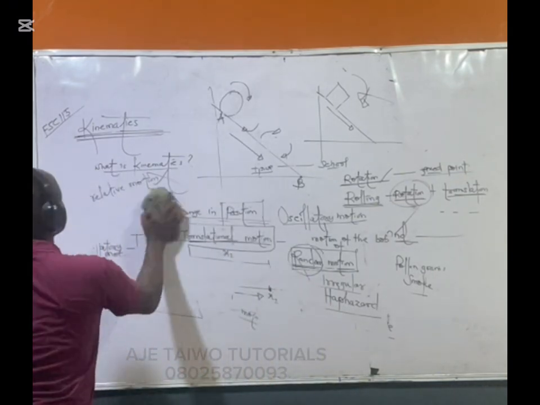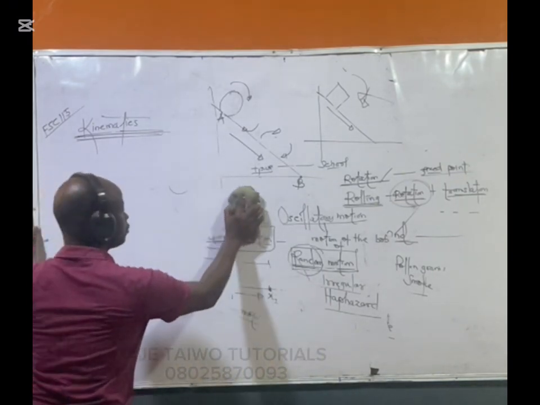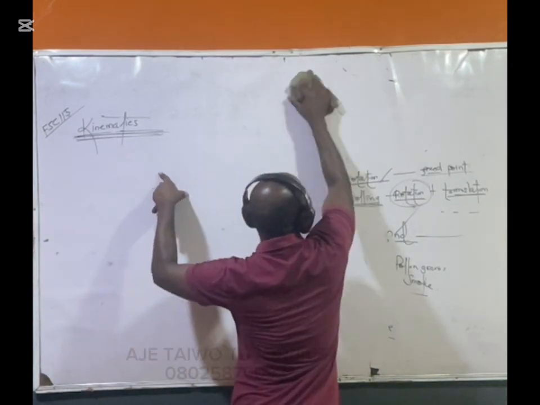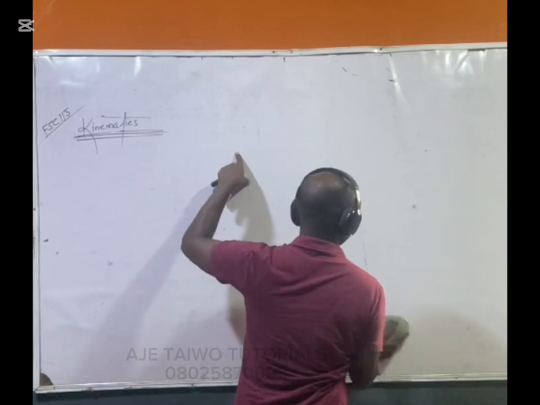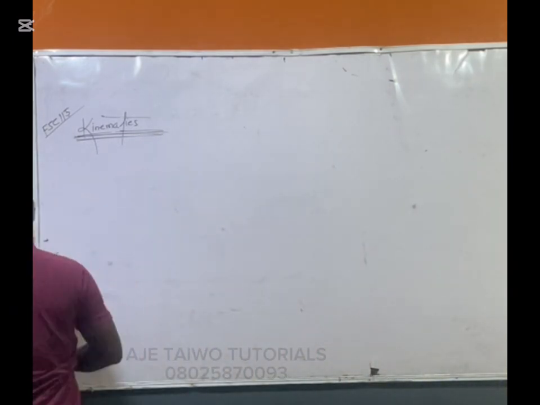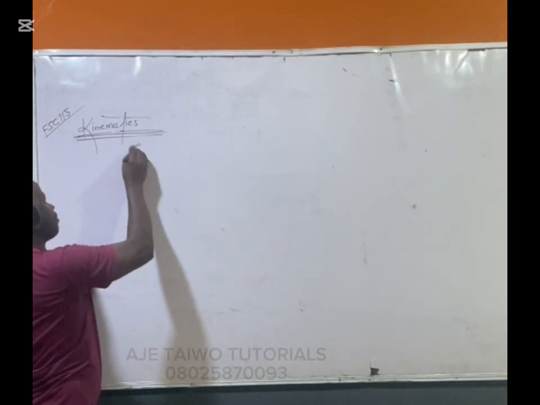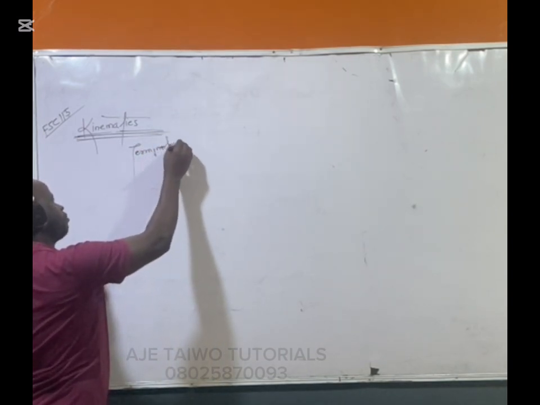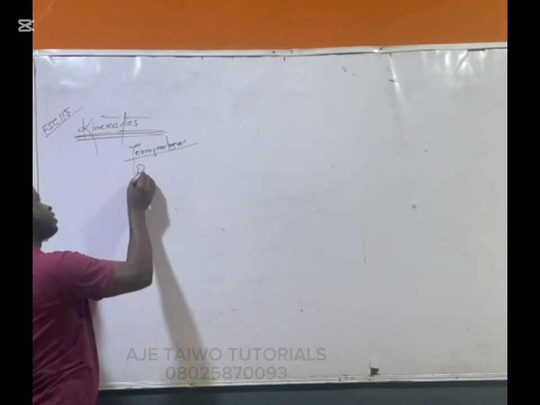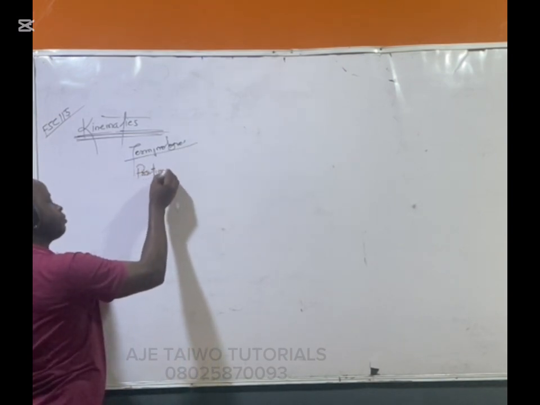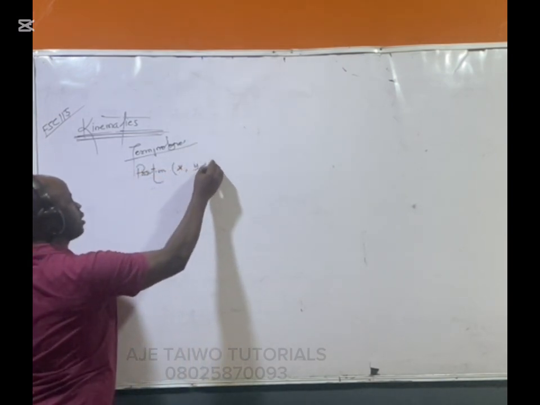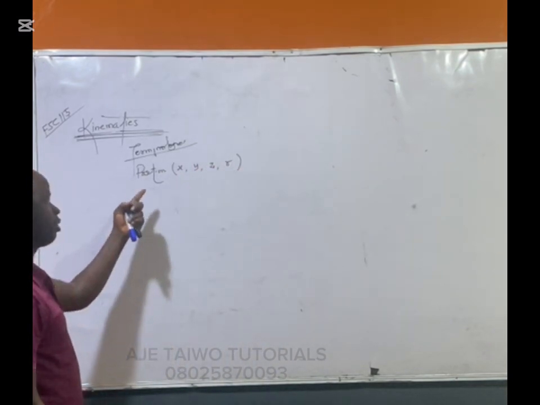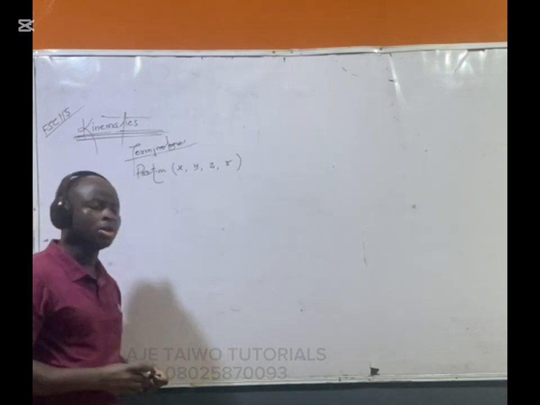So let's see some terminologies in motion. You have seen the types of motion and various examples of them. So let's see the terms that we use in motion. The first thing is position, which can be X, Y, Z, or R, as we like. Position can have symbol X, Y, Z, or R.